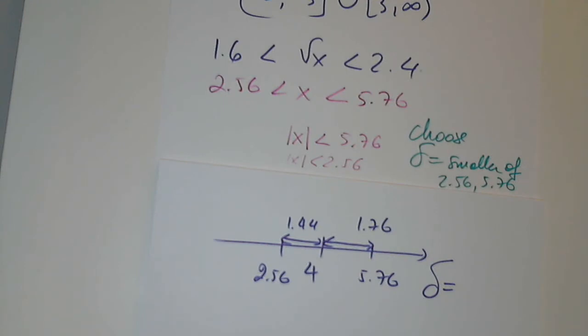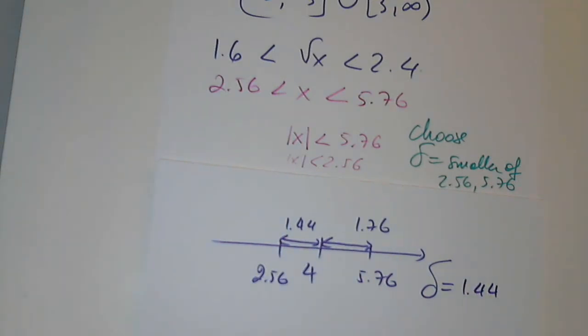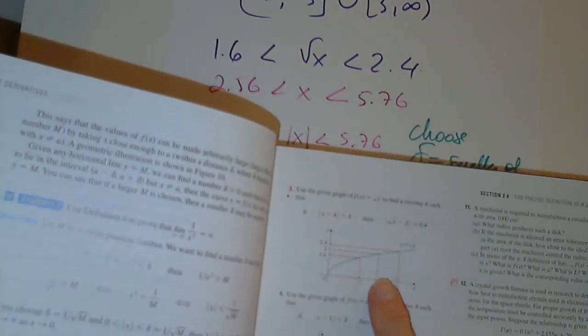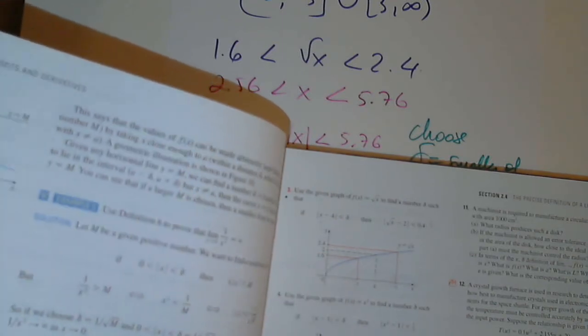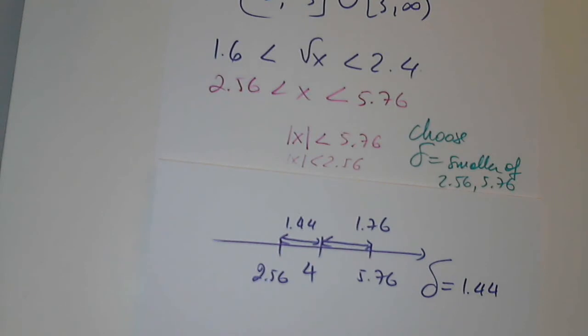Which one? 1.44. And now it's guaranteed that if we choose 1.44 for delta, every time you pick x, f of x will fall within 0.4 away from 2. So that was the idea, the numerical example. Any questions?